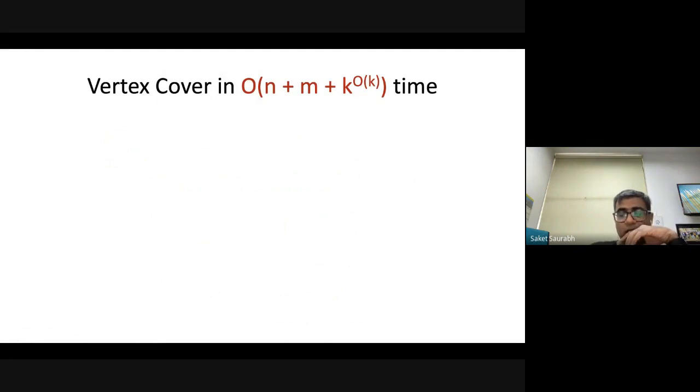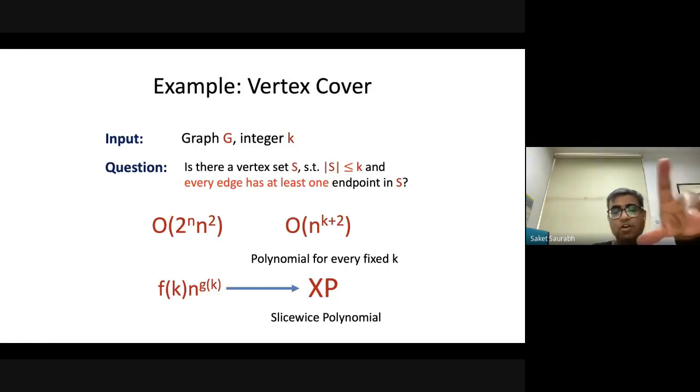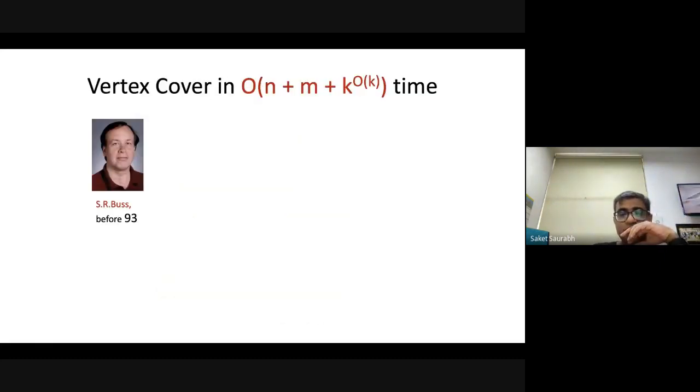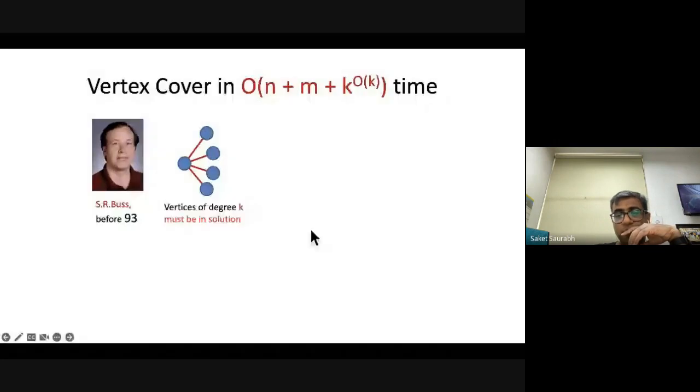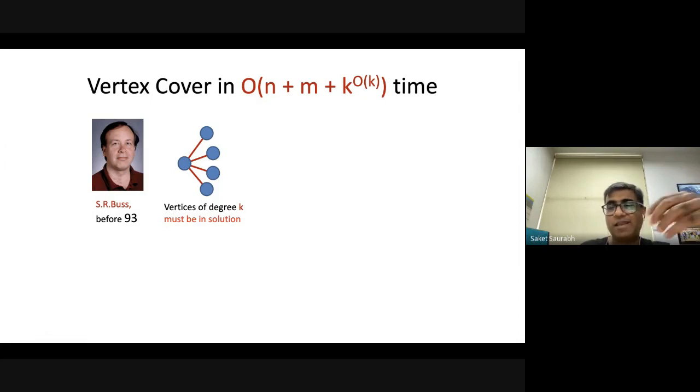But like we saw 2 algorithms for vertex cover. Let's see a slightly different algorithm for vertex cover. This was given by Buss, maybe before 1993. So here's a very beautiful algorithm by him, which says: pick a vertex of degree k or more in the solution. Why? Because if you have a vertex of degree k or more and you are trying to find a vertex cover of size k, if you don't pick this vertex, then you have to take all its neighbors, and then you have already incurred a much, much higher budget.